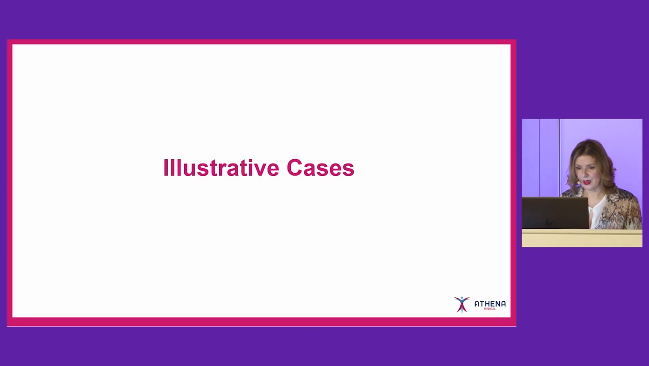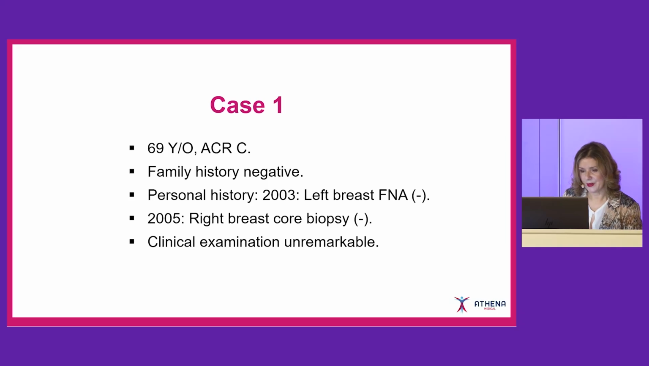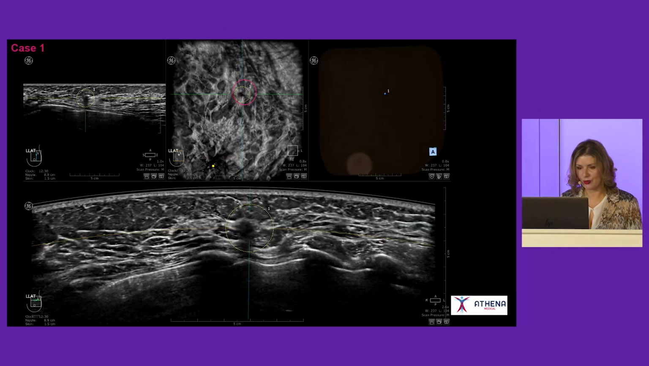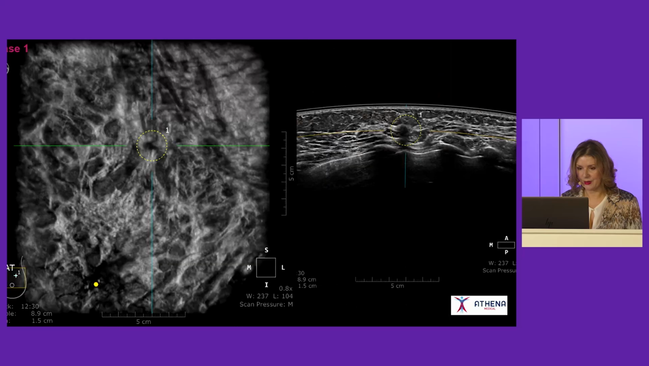In some cases, this is a 69-year-old. Her family history was negative. She had a personal history of a fine needle aspiration in the left breast and core biopsy in the right breast. Both of them were negative. Her clinical examination was normal, and we found on her ABUS exam a tiny hypoechoic irregularly shaped mass located in the left breast. Here on the right, by just clicking on the lesion, you get the precise location of the lesion, area, distance from the nipple, and also distance from the skin.